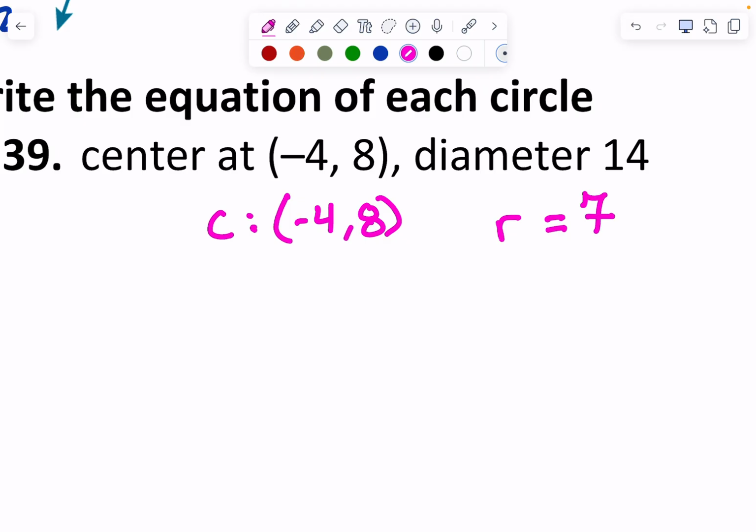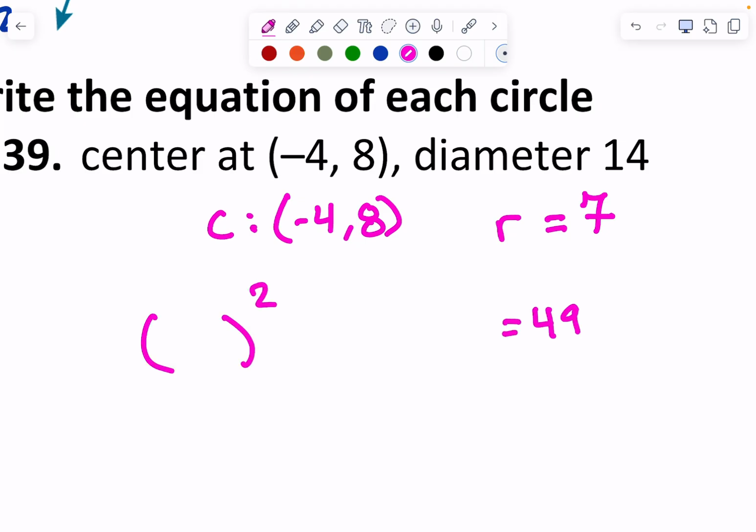Be careful. I was checking homework assignments last night, and some people were given the diameter and wrote 196 because they squared the diameter. This number should not be 196. It should be 49, because it's 7 squared, not 14 squared, right?